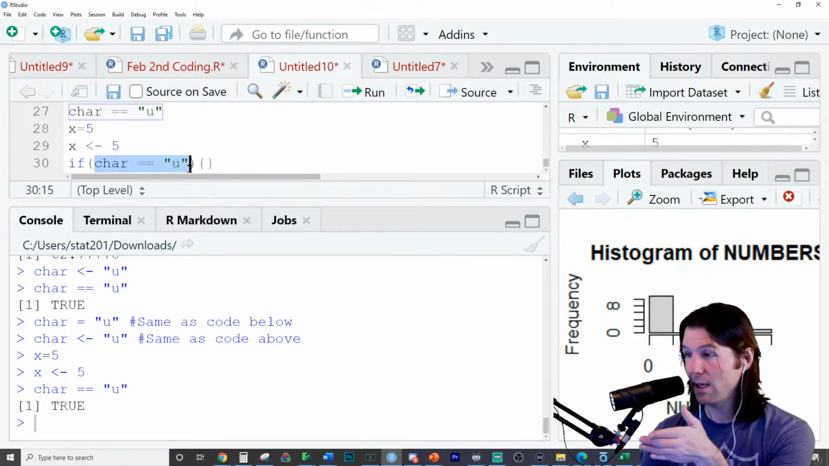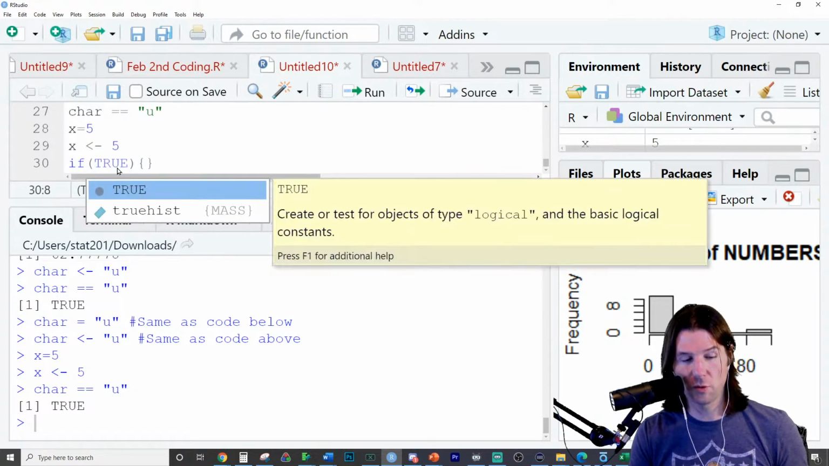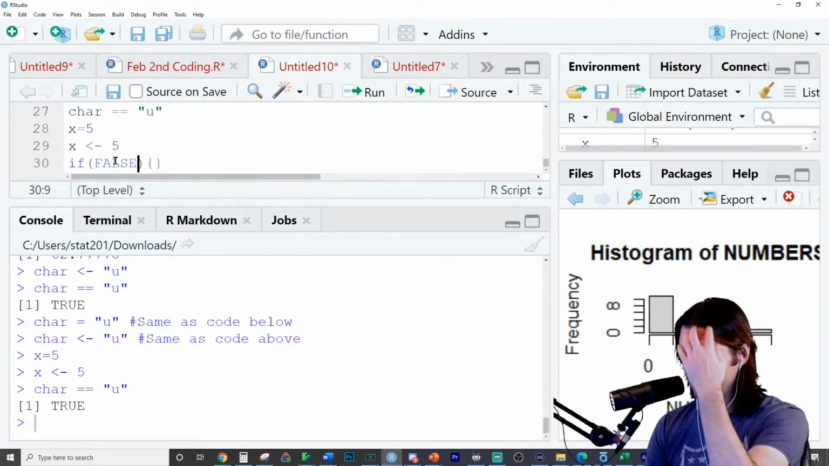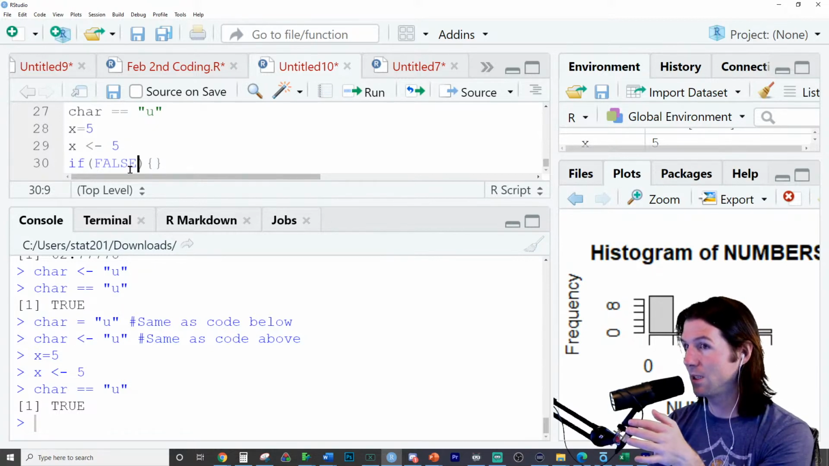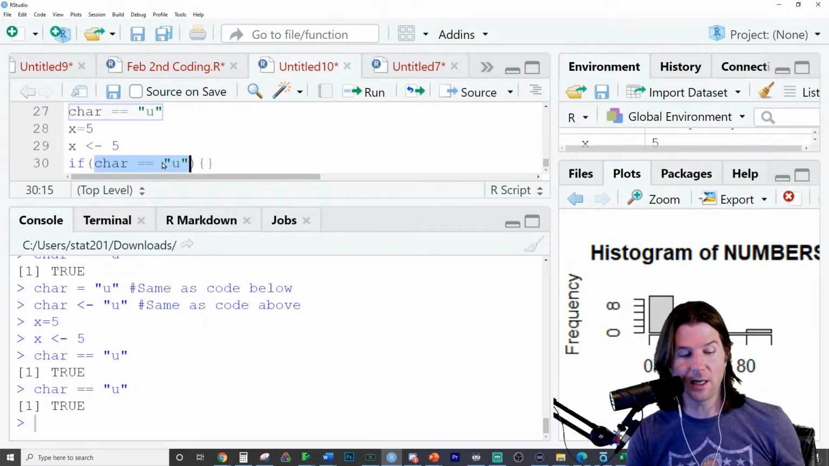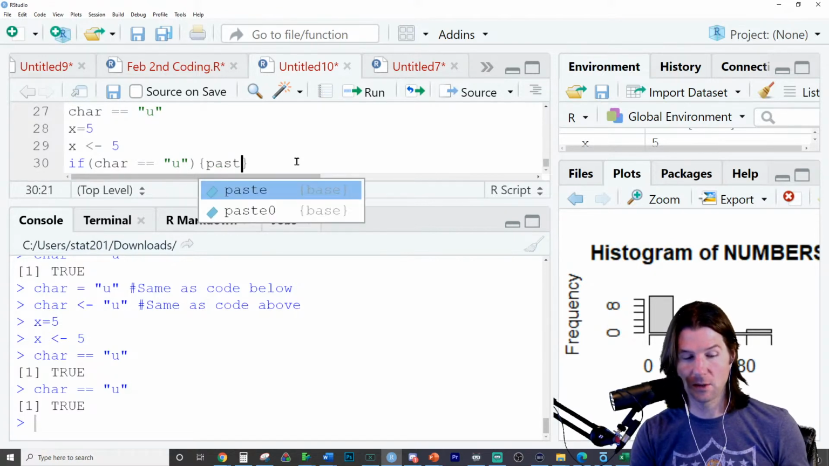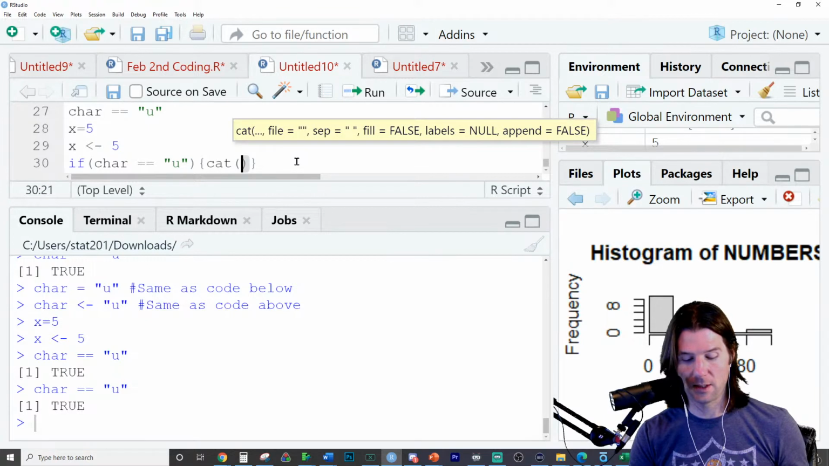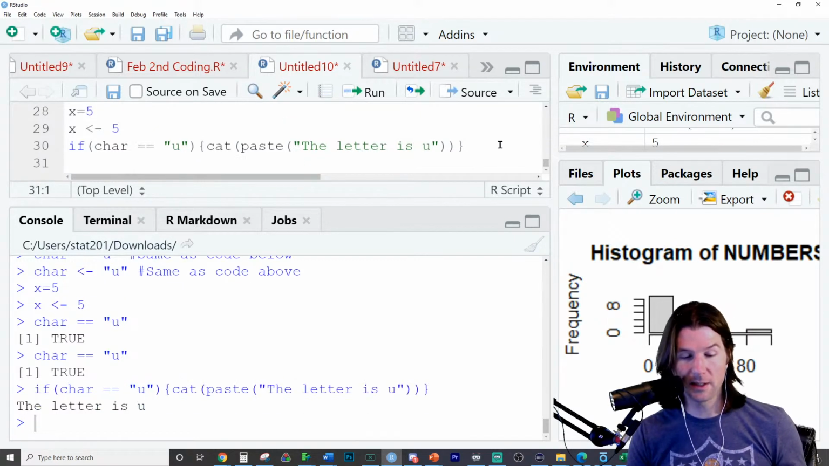So inside of an if, this is big. Inside of an if, you must put a singular logical. Whatever is inside of here must evaluate to true or false. Because inside of the if, you're not assigning something. Inside of the if will exist a singular true or false. So the code right here evaluates to a singular true. And we could put code right here, and I'm going to do cat paste, and say the letter is U. And that will paste the letter U.